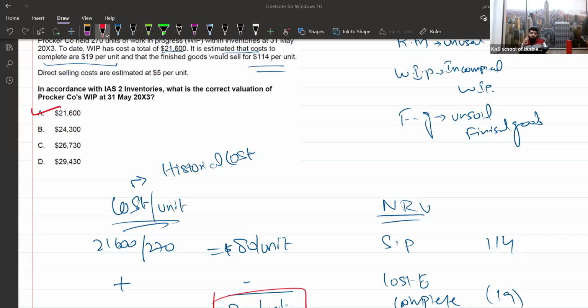Always remember, we never account for the future cost. We never account for the future amount in the cost.